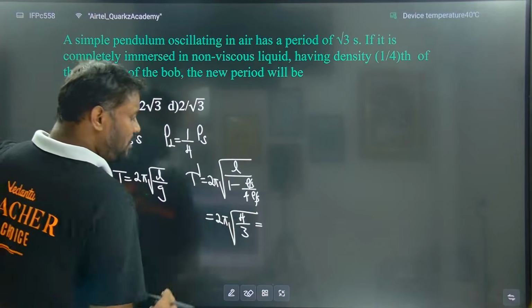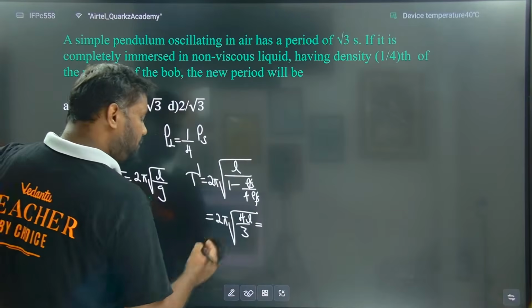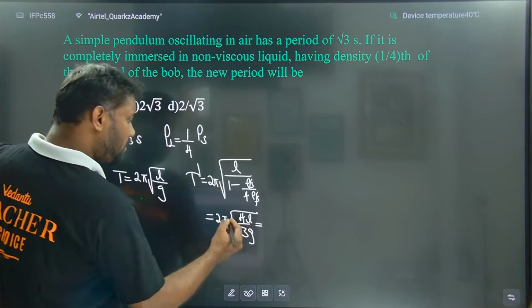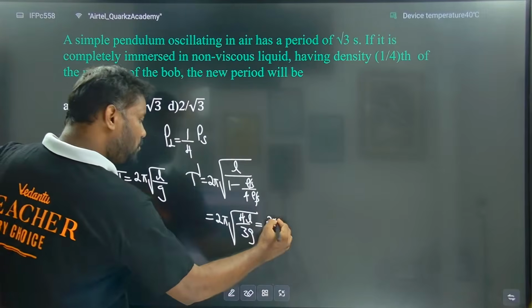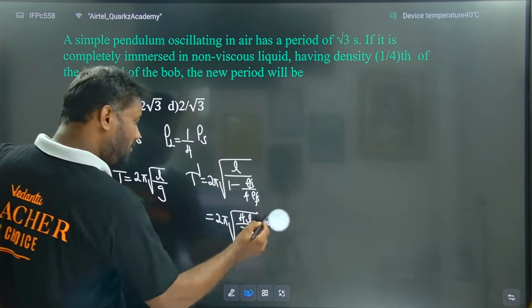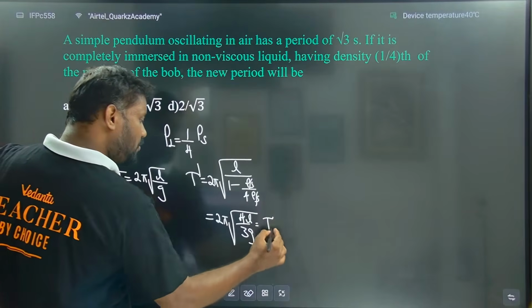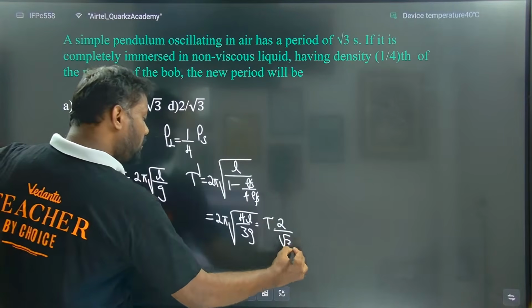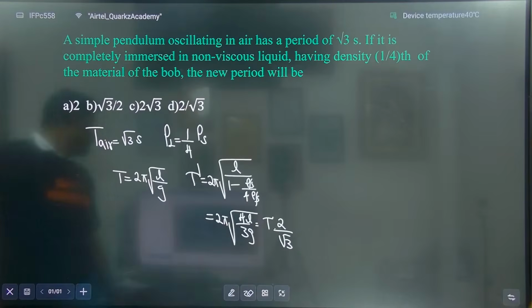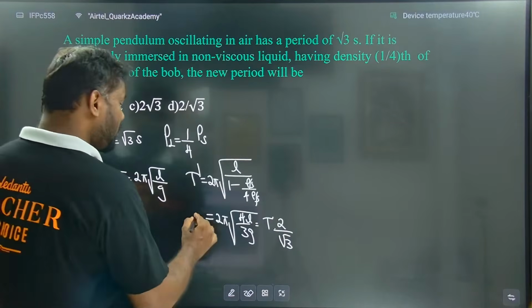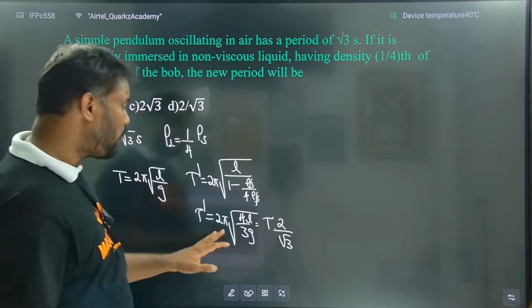Right? So what is the value of this? Just √L into ... g. Now look, instead of 2π√(L/g), can we write T? Yes, we can write T. T into 2 divided by √3, right? T divided by √3. Because we took T into 2 divided by √3, this is the new time period, right? This is the new time period.